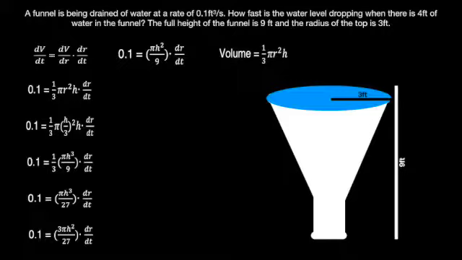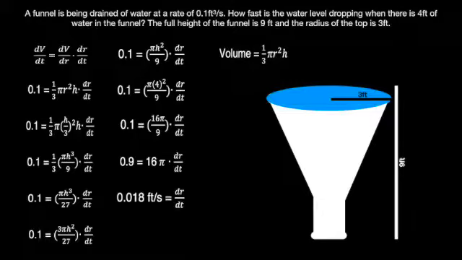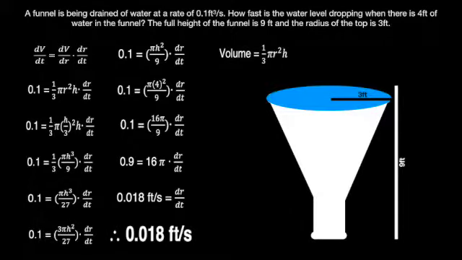Now, it's time to substitute the value of the height. So we have 0.1 = 4²π/9 dr/dt. Multiply 9 by 0.1, we're going to have 0.9 = 16π dr/dt. The answer will be 0.018 feet per second equal to dr/dt. So the rate will be 0.018 feet per second.